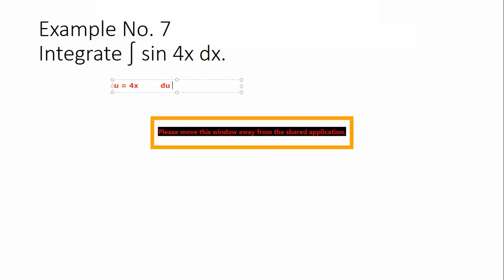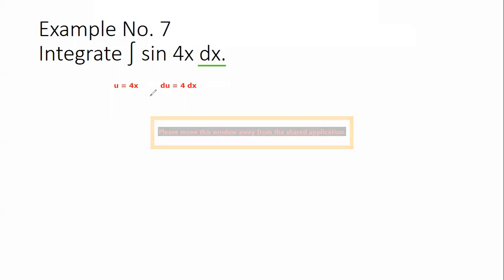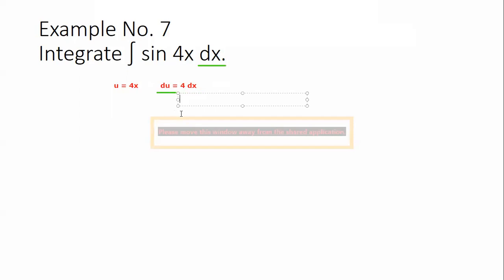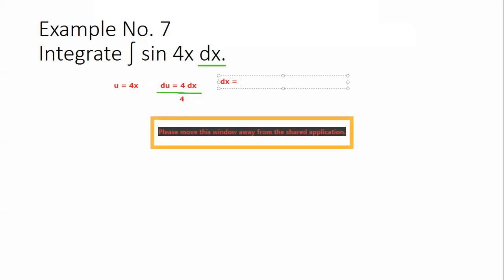We're going to get the derivative of u, which is 4 dx, so du equals 4 dx. Based on this example, we only need dx, so we divide both sides of the equation by 4. So dx is du over 4. Now we proceed with integration. This will be the integral of sine u multiplied by du over 4.